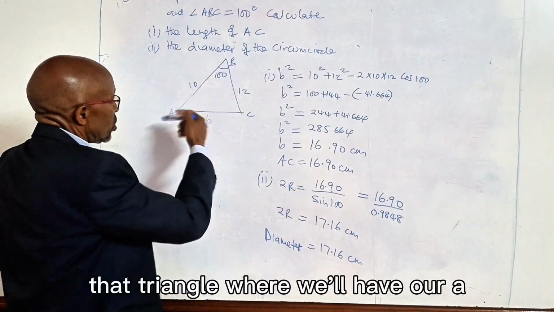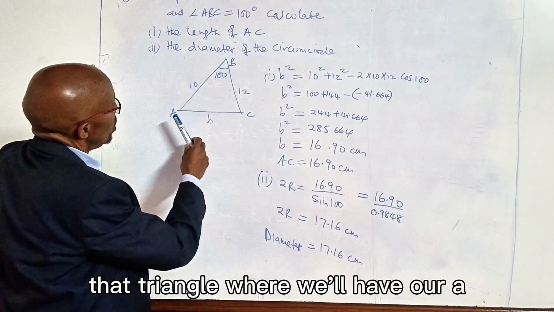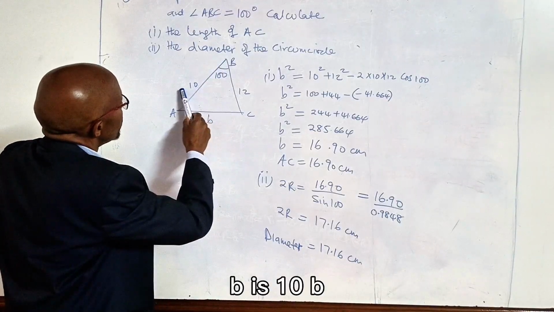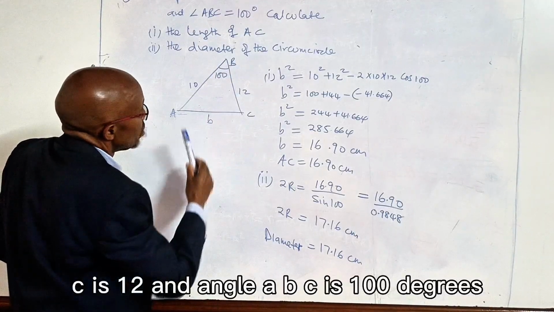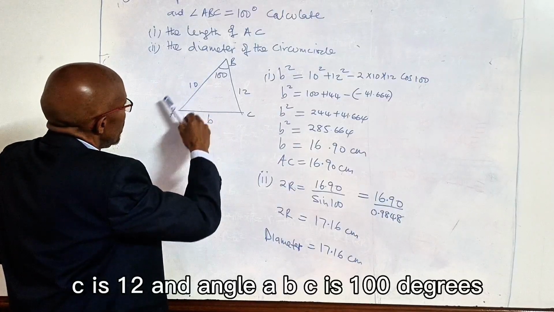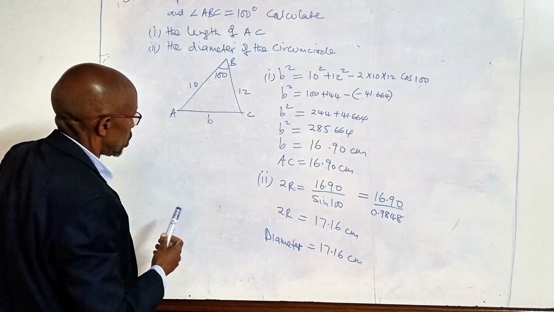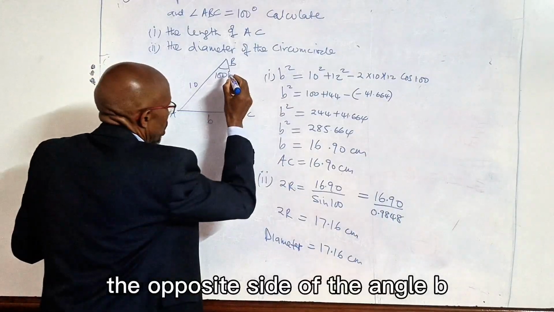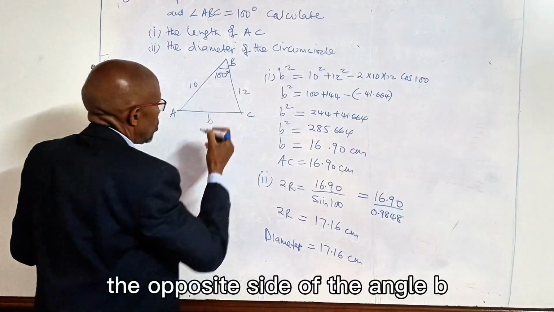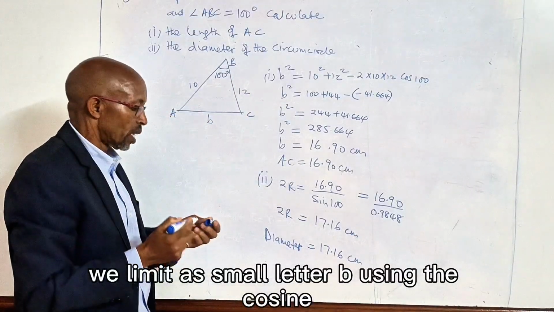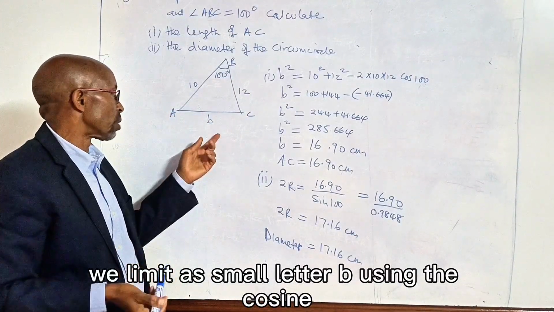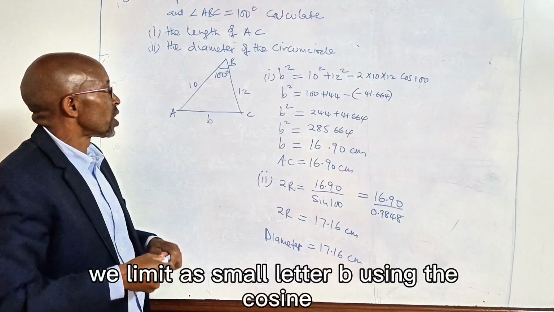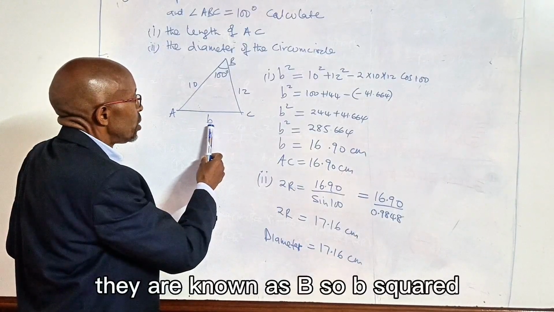We make a rough sketch of that triangle. We will have AB is 10, BC is 12, and angle ABC is 100 degrees. The side opposite angle B we name as small letter b. Using the cosine rule, the unknown is b.